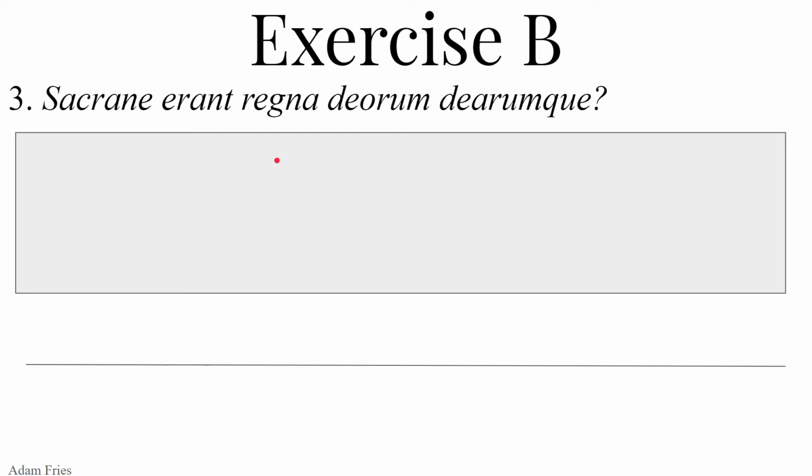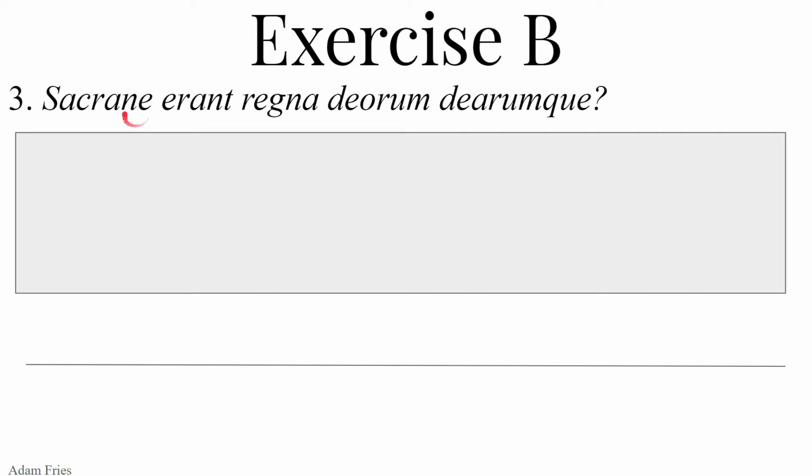Sacrane erant regna deorum dearumque. All right, fun fact, this sentence has two enclitics. So sacrane, it's sacra and then ne, the enclitic ne. If it helps, go ahead and draw a line between the a and the n so that you can clearly see the ne. There's the question mark. So we're asking a question.